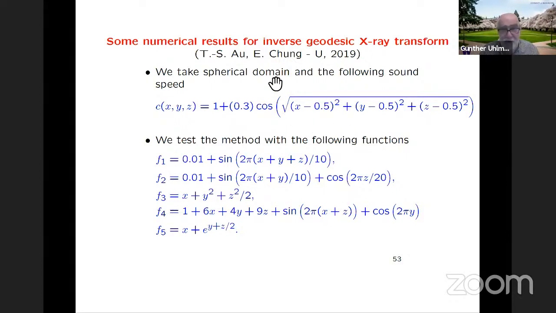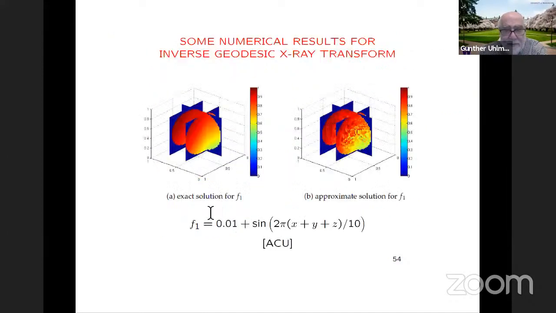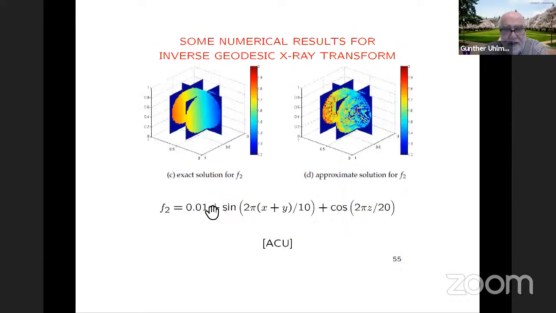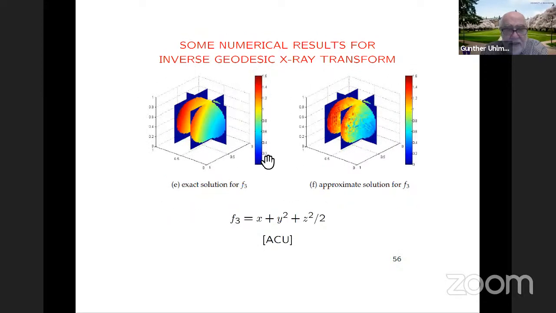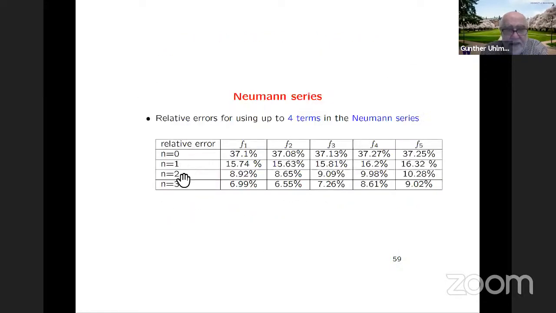My co-authors did the numerics. Some sound speed and then some different functions, and it works quite well. So it depends on the number of iterations. As I said, N means the Neumann series. As you increase N in the Neumann series, the accuracy gets better and better for this.